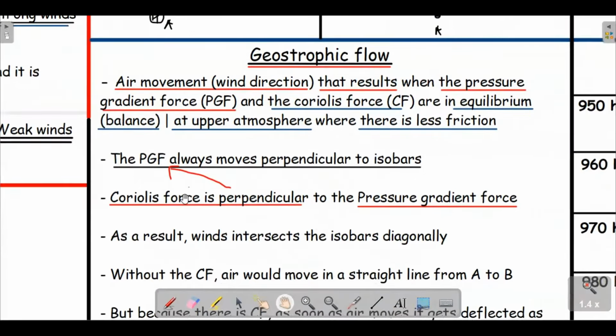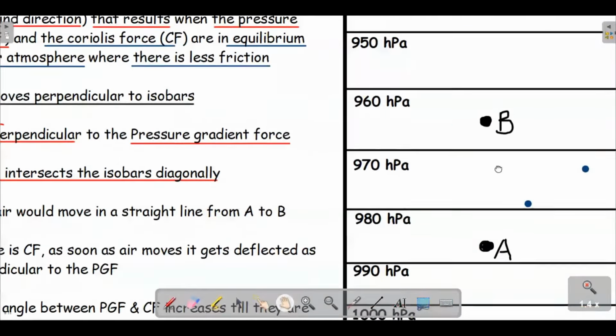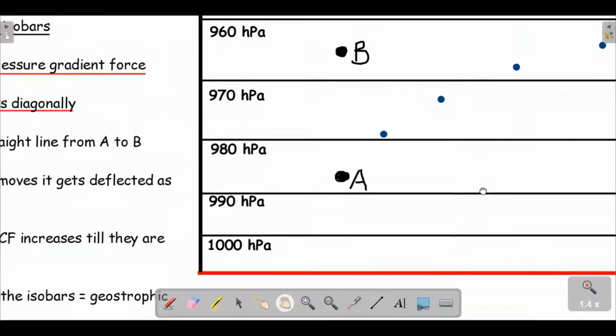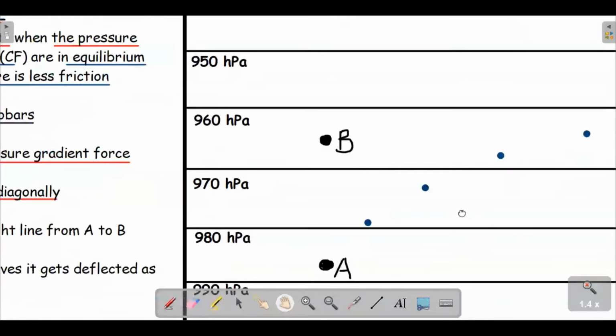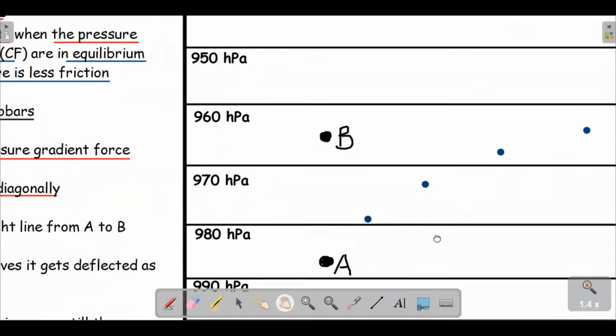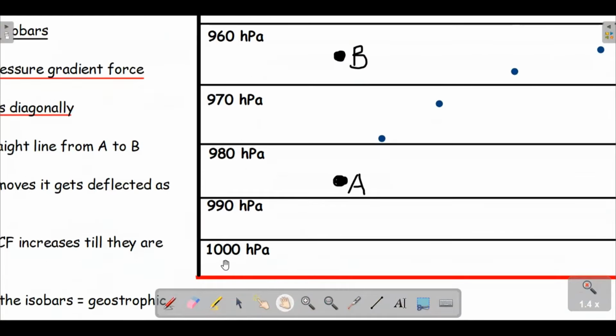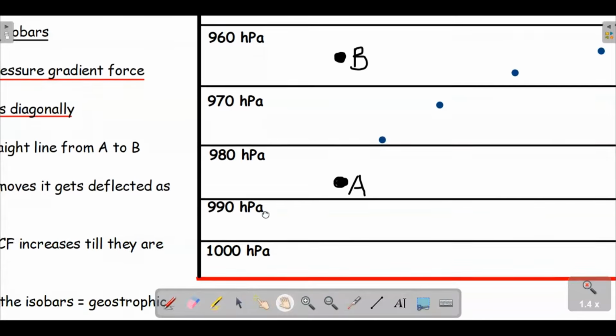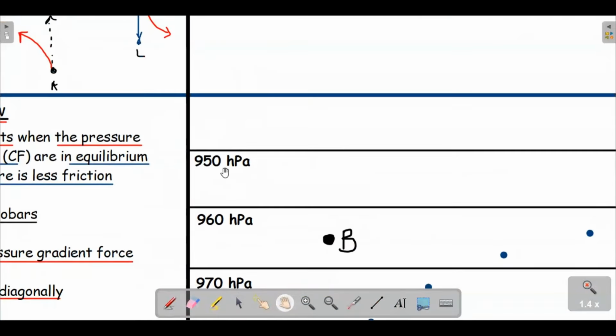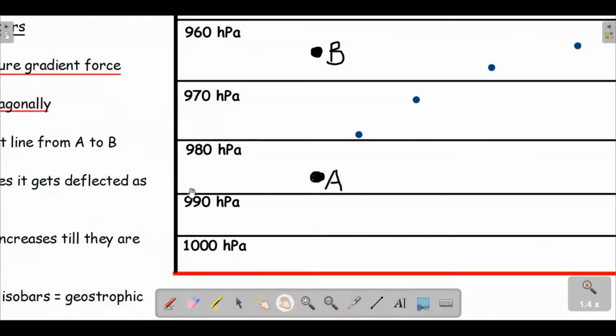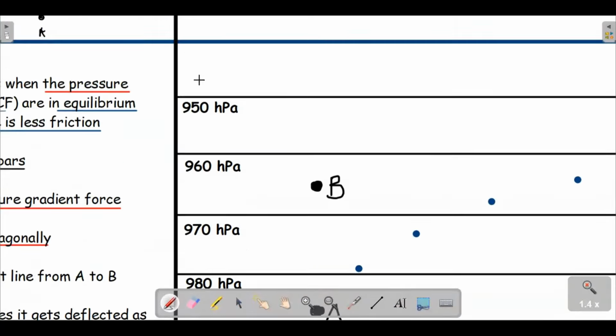So these two interact, and as a result, the wind intersects the isobars diagonally. Let's demonstrate this here. They like to have these diagrams. I don't know if you guys have noticed, but most probably in your exam or test, you will have this. On the left hand side, I have isobaric values. We went from 1,000 hectopascals all the way to 950 hectopascals. So the highest pressure is at the bottom and the lowest pressure is at the top.